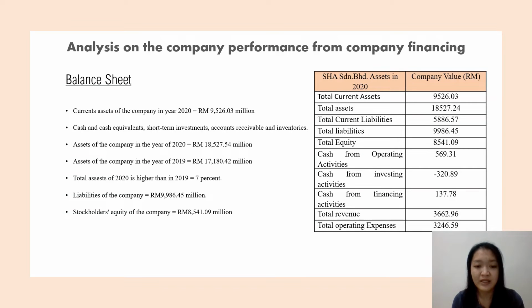of reporting. The claims against assets are of two types, which are liabilities and stakeholders' equity. Liabilities refer to money the company owes, which is according to the balance sheet. The total liabilities of the company is 9,986.45 million, whereas stockholders' equity of the company is 8,541.09 million, indicating the portions of assets of a company that is provided by the investors.